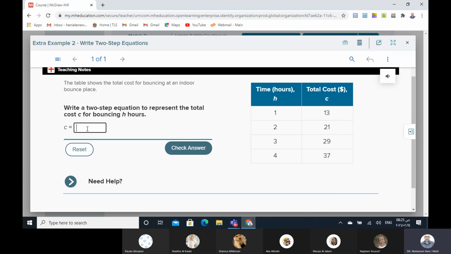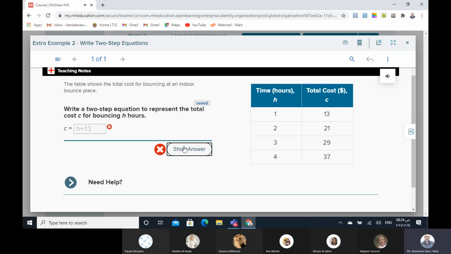Can I write, I will help you, can I write C equals, for example, H plus 8? Is it right? So here we have it wrong. Right. Can I write H plus 13? Also, this is not right. So, what is the right answer?